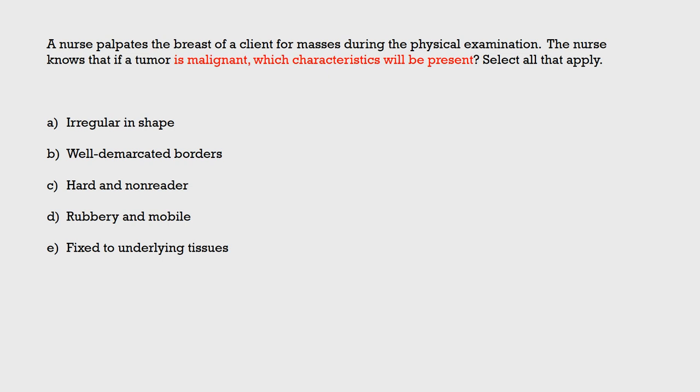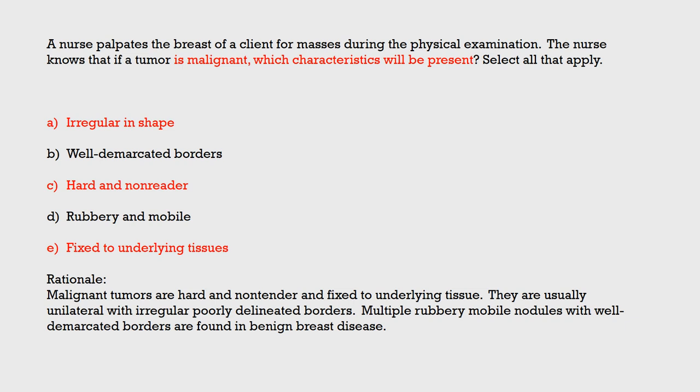So malignant means the cancerous type. I know that these are irregular in shape. They are hard, but I can't really remember if they were tender or non-tender. They are not mobile, so I can eliminate D, and I know they're typically fixed to surrounding structures. So the correct answers are A, C, and E.